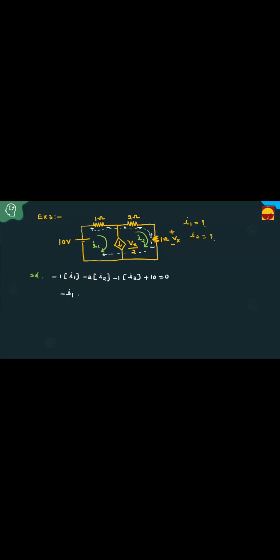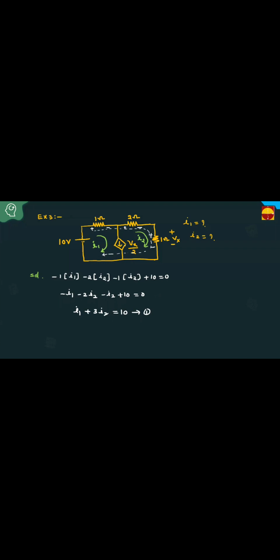Then minus I1, minus 2I2, minus I2, plus 10 equal to 0. Then I1 plus 3I2, you bring these terms to this side. I1 plus 3I2 equal to 10. Let this be the equation: I1 plus 3I2 equal to 10.